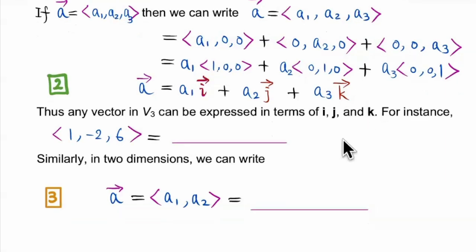Let's try to express this vector in terms of i, j, k. How many i should I put? One, just i. And then what? Minus 2j. And then plus 6k. Yes, you got it.